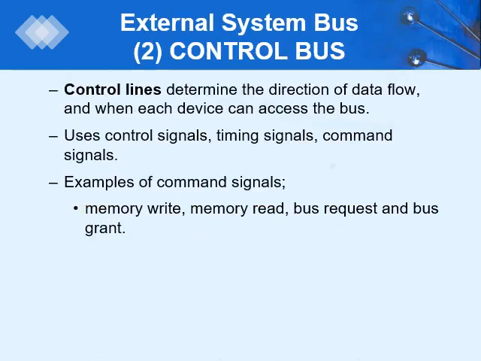After the data bus, the next set of bus is control bus. Its job is to determine the direction of the flow from which component to which component, and also to make sure that the data doesn't collide with each other.